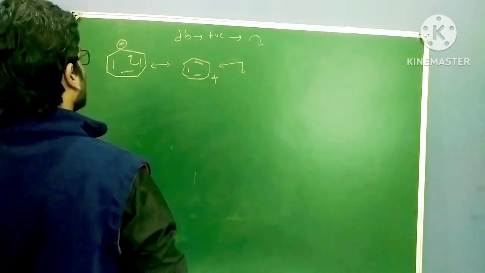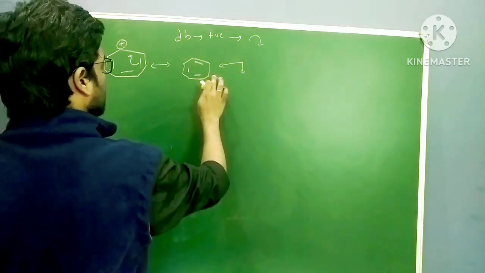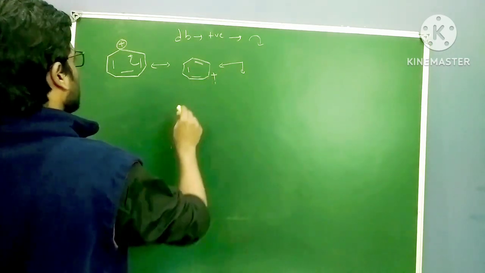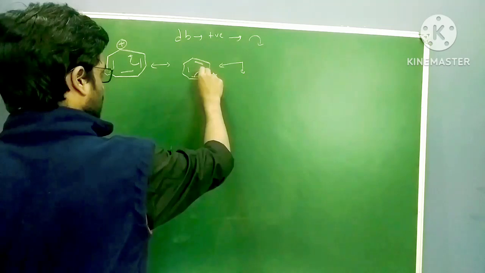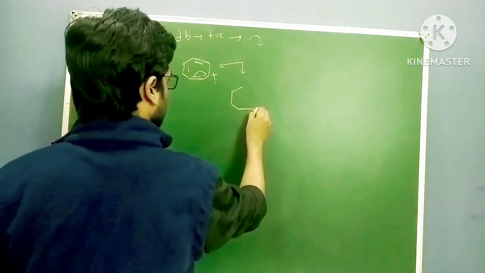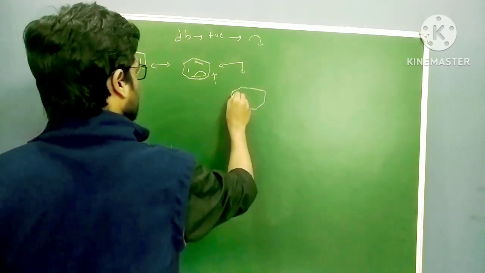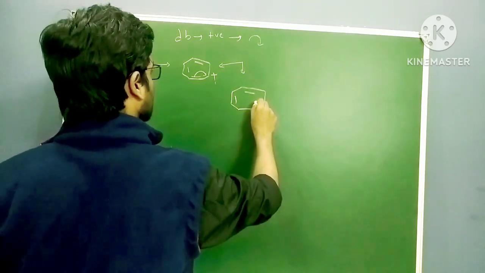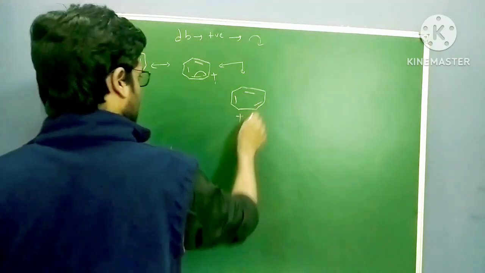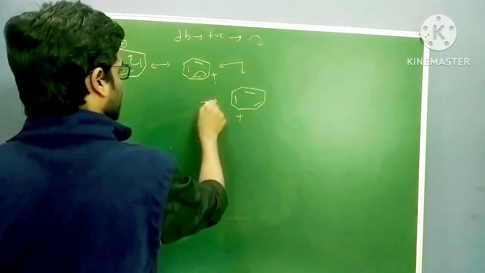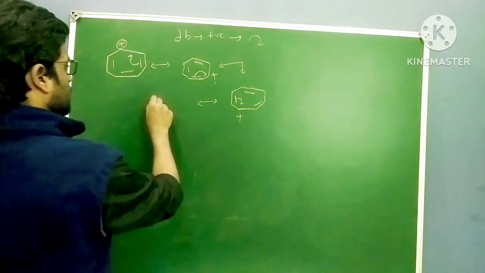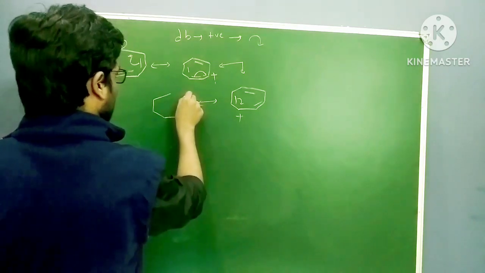double bond towards positive, here there is a positive, here double bond. So double bond towards positive, clockwise. So move here, move like this, here double bond, positive charge, right? Again double bond towards positive, you will get this structure.